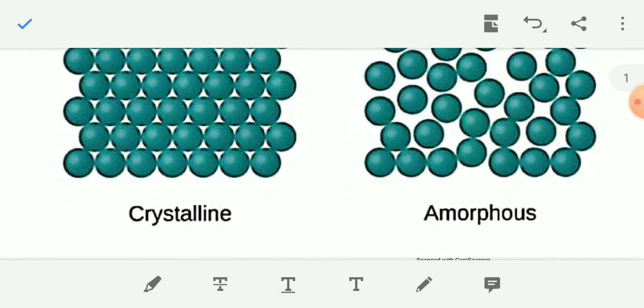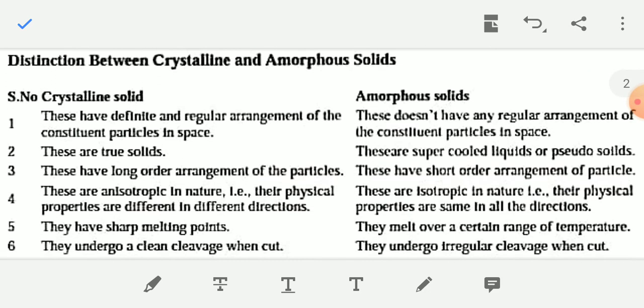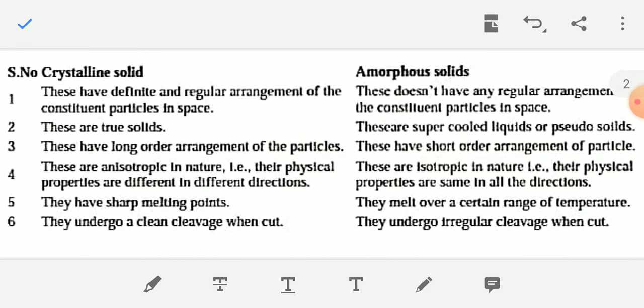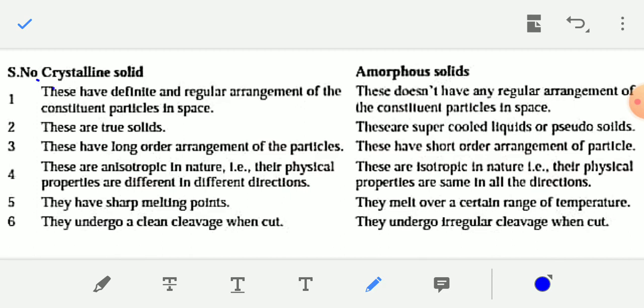Okay, so now see the differences between crystalline solids and amorphous solids. First, crystalline solids have definite and regular arrangement of constituent particles in space, while amorphous solids do not have any regular arrangement of constituent particles in space.